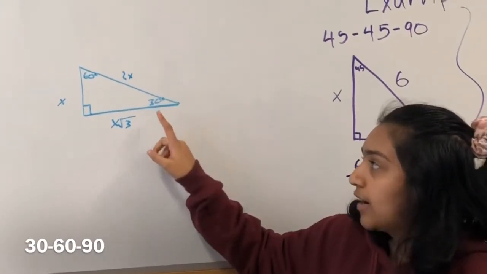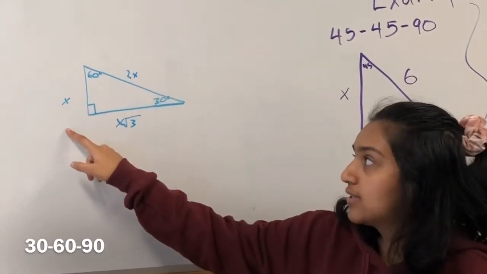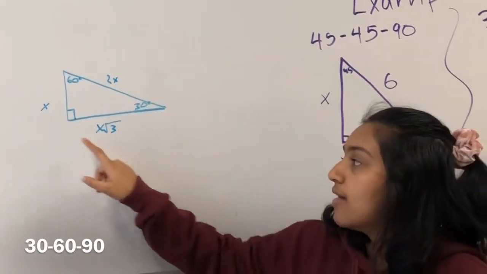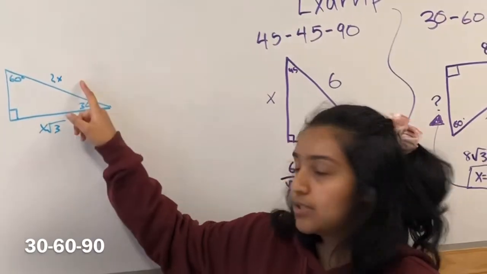The side opposite to 30 degrees is always x, the side opposite to 60 degrees is always x root 3, and the side opposite to 90 degrees is always 2x.